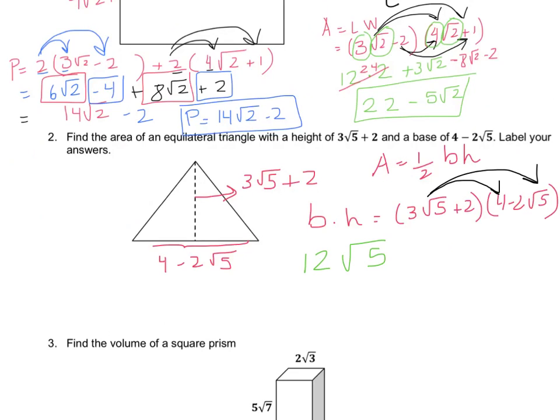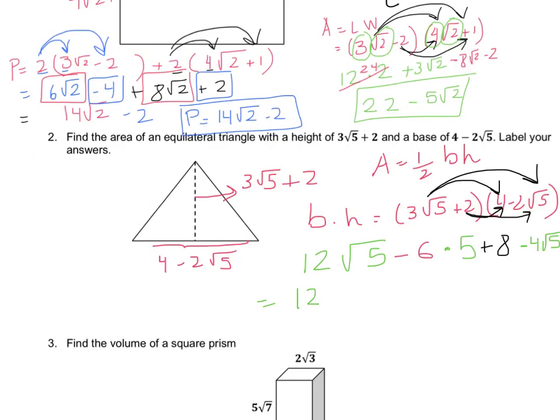And then 3 times radical 5 times negative 2 radical 5. So 3 times negative 2 is a negative 6, and radical 5 times radical 5 is a 5. Now let's do the 2. 2 times 4 is an 8. And then 2 times negative 2 radical 5. Remember, you multiply the 2 times the negative 2. So you get negative 4 radical 5.